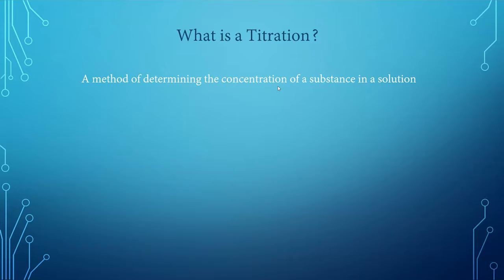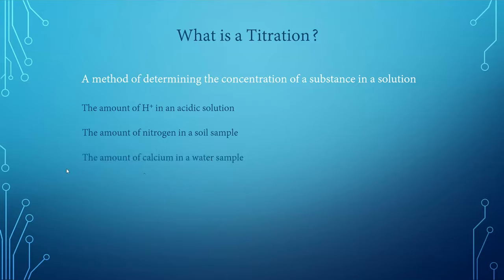Titration is a very common technique that chemists use to measure a lot of different things. The most common type of titration is called an acid-base titration, and we'll be doing one of those later in the semester, where we measure the amount of hydrogen ions in a solution. We can even measure things like the amount of nitrogen in a soil sample. That's useful information for farmers when they're determining whether they need to fertilize their fields for particular crops. And of course, today, our goal is to measure the amount of calcium in a sample of water.